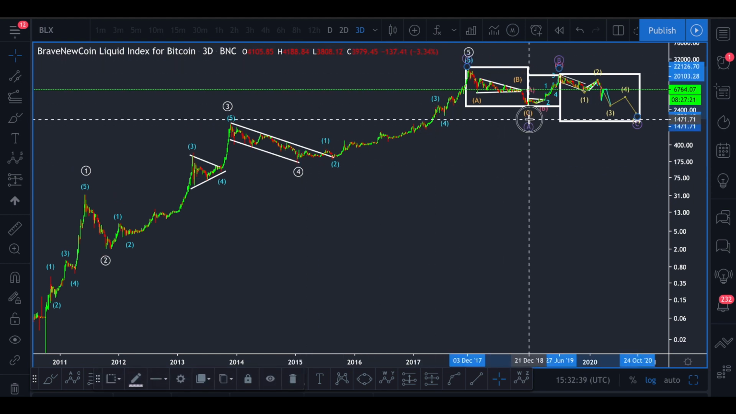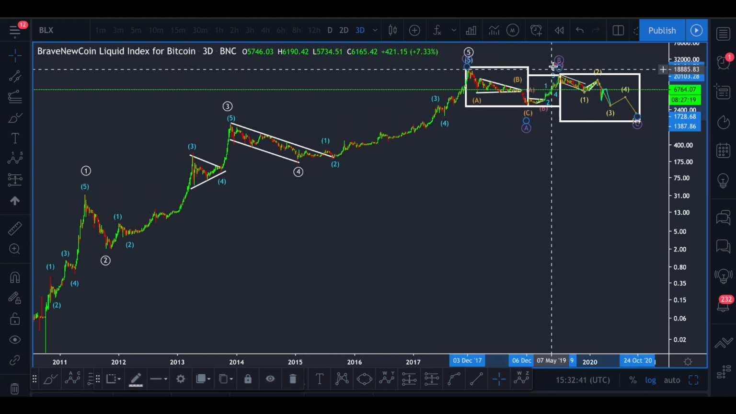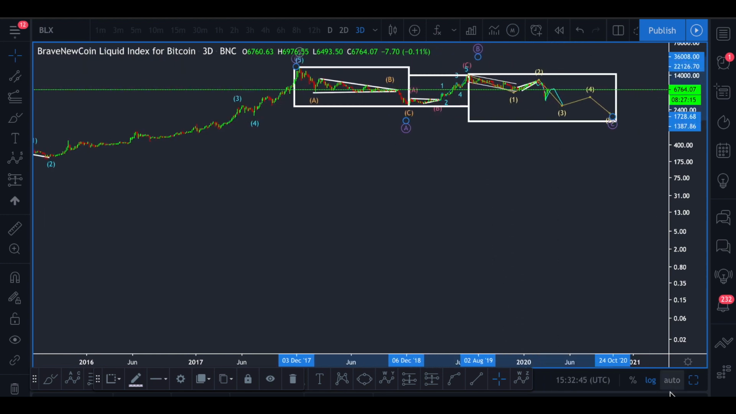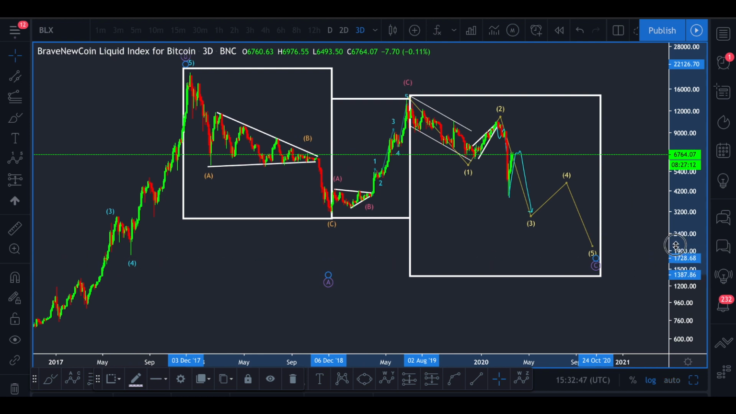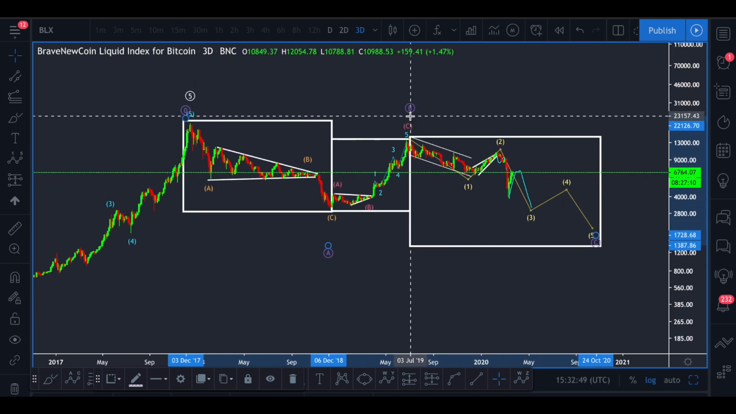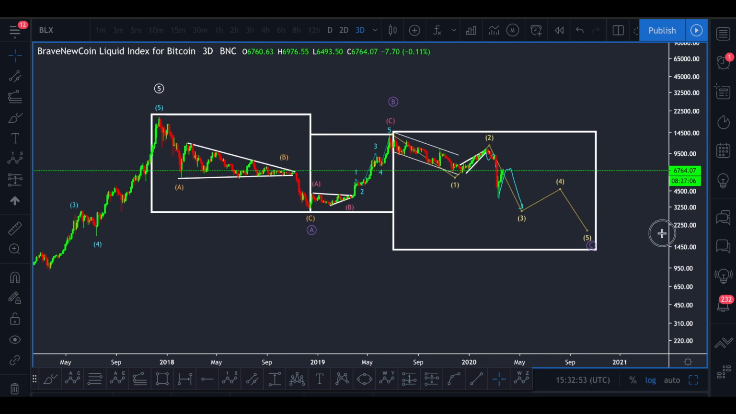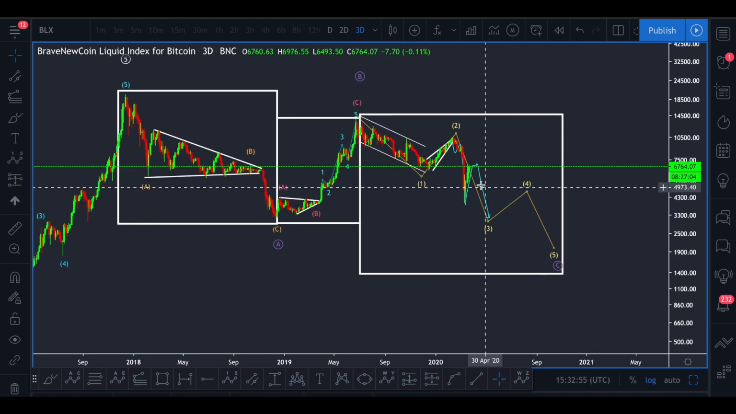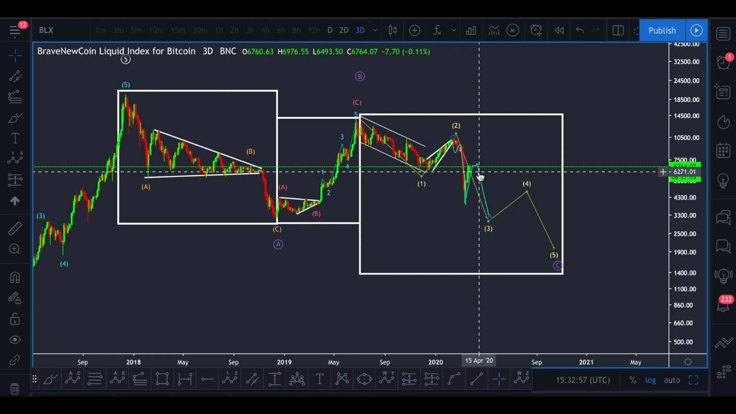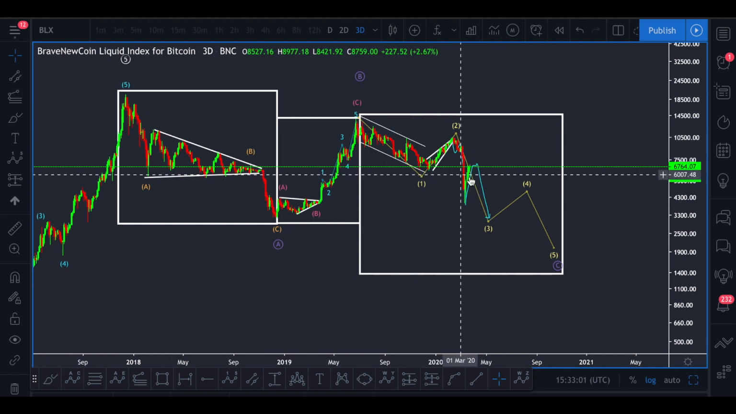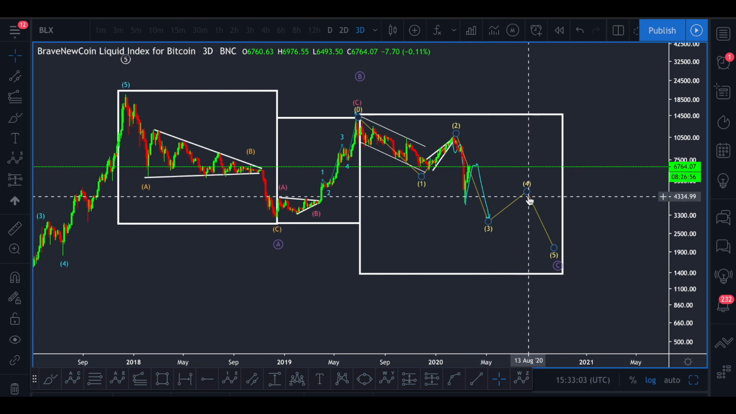Purple waves. Now we're focusing on A is done, B is done, and now C is what we're looking at now. So this is considered the terminal end of the correction. And so we really got to pay attention for the next few months. Just be careful not to lose your money in the chop, but get ready to start putting money in maybe by the end of this year.